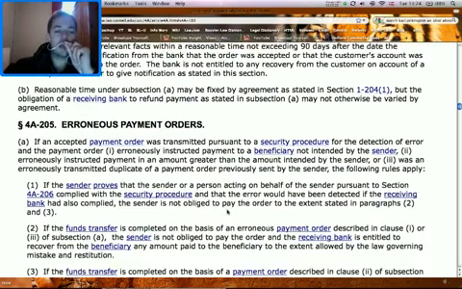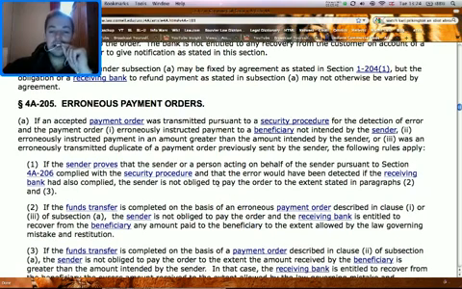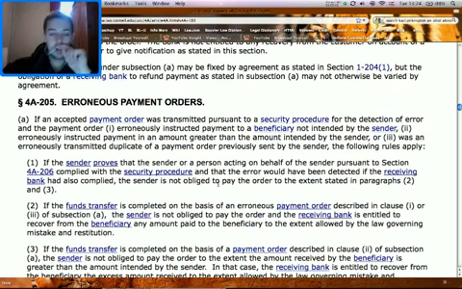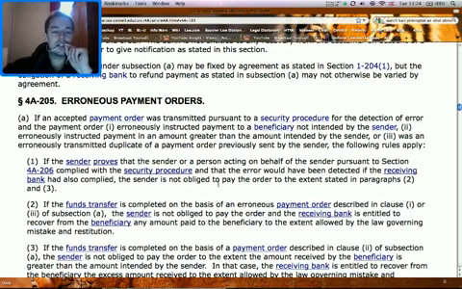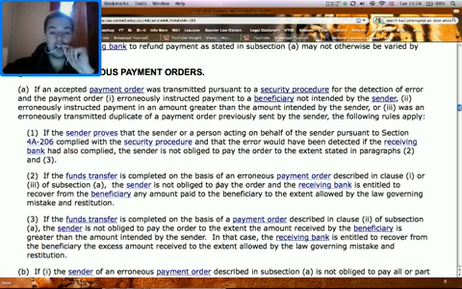4A-205, erroneous payment orders. A. If an accepted payment order was transmitted pursuant to a security procedure for the detection of error and the payment order 1, erroneously instructed payment to a beneficiary not intended by the sender, or 2, erroneously instructed payment in an amount greater than the amount intended by the sender, or 3, was an erroneously transmitted duplicate of a payment order previously sent by the sender, the following rules apply.